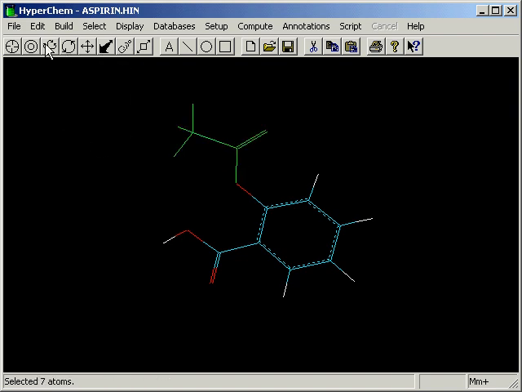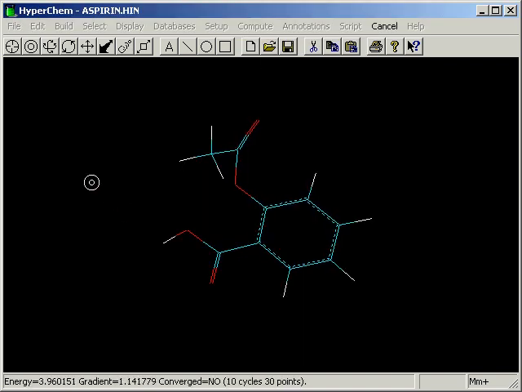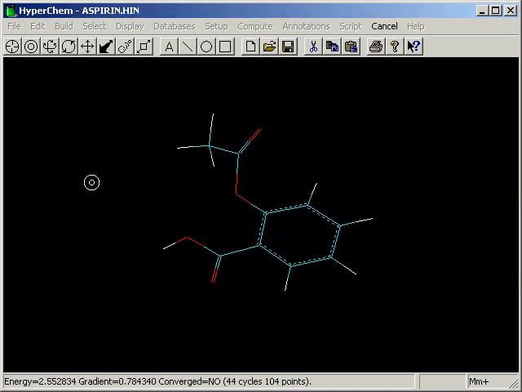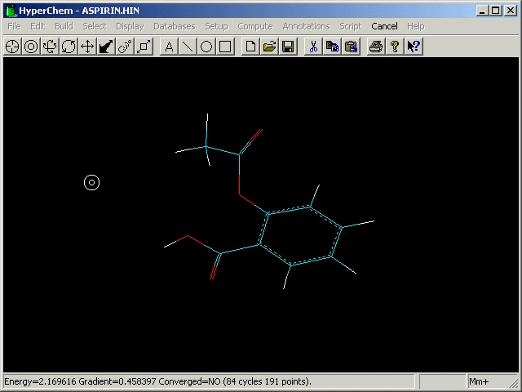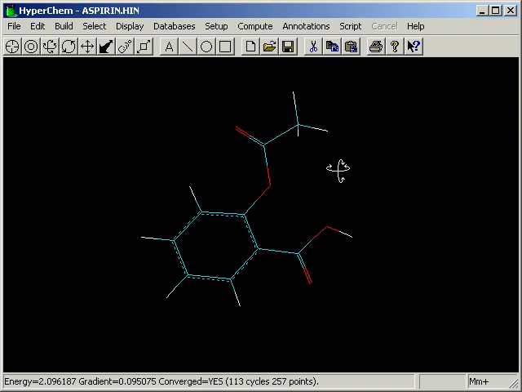So if we select a side chain here and say rotate it around somehow out of the plane and then optimize, we're likely to get something that is lower in energy. And in this case we do, and this structure is not planar any longer. There's a different conformation of the correctly optimized structure.